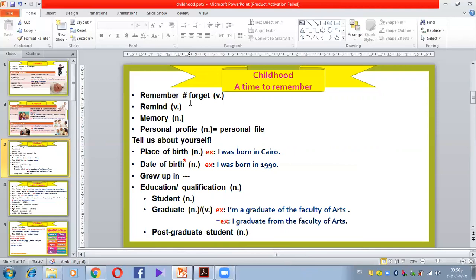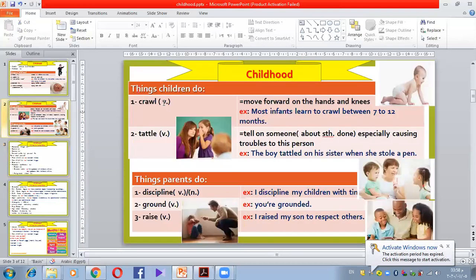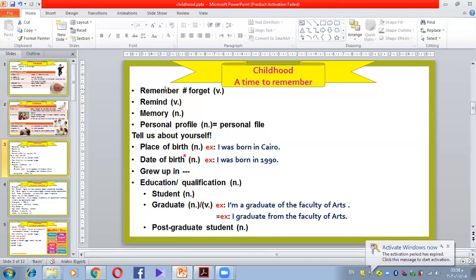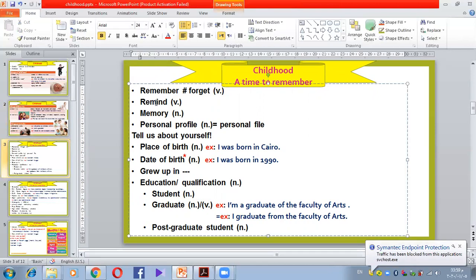For example, you see a person and you say, I remember his face, I know his face, for example, but I forgot his name. I can't remember his name, for example. So remember means you remember by yourself. You start to think and then you remember this person, for example.